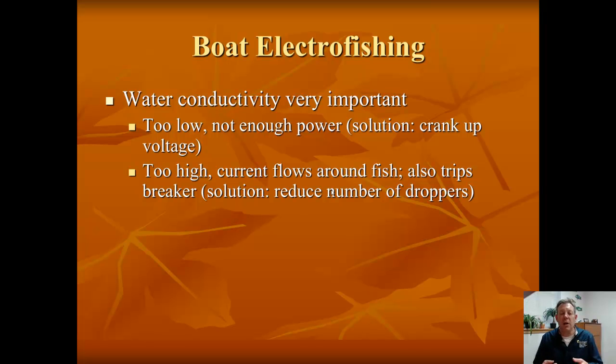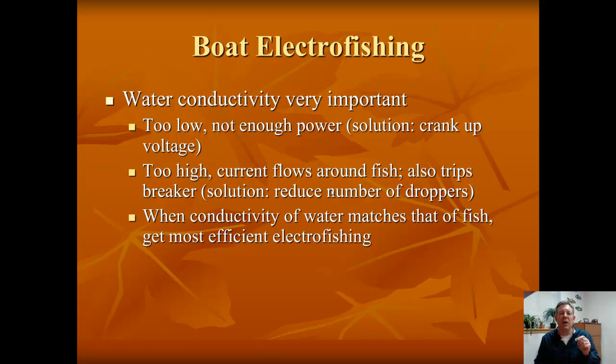So your solution here is to reduce the number of droppers, reduce the surface area of your electrodes. And so you put less juice into the water. You get your best electrofishing when the conductivity of the water matches the conductivity of the fish. That way they're all like one big circuit and the electricity flows right through the fish. Rule of thumb, roughly we're talking 300 to 400, maybe 450 microsiemens per centimeter conductivity. That's roughly the conductivity of a fish. And so when your water conductivity is around that, that's when you have your best electrofishing.